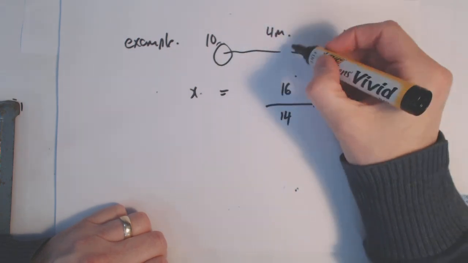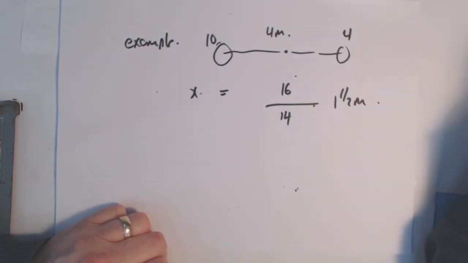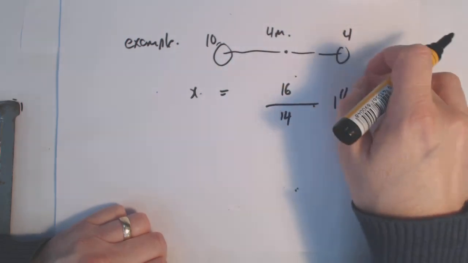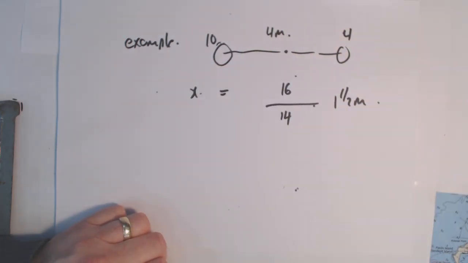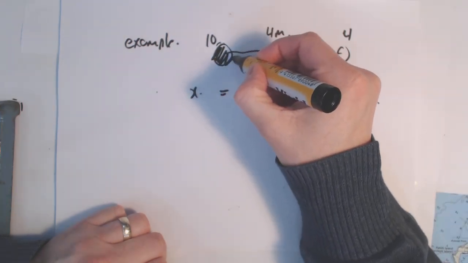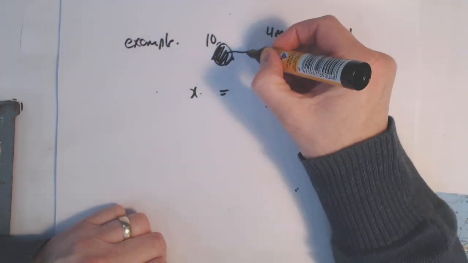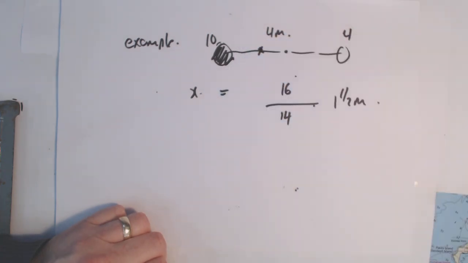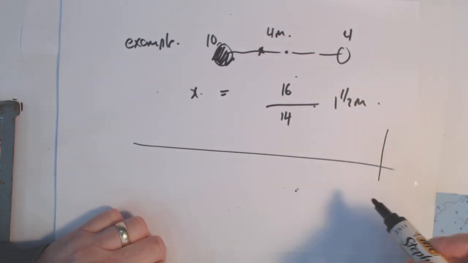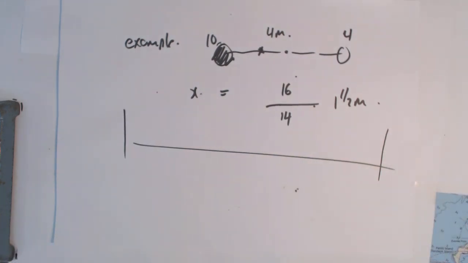And does that make sense? Well, if it was 2 meters, that would be wrong, because you'd basically be saying that the 4 and the 10 were an equal distance from the center of mass. The bigger the mass, the closer the center of mass is going to be to it. So 1 and a little bit meters is going to be about there. Makes sense. Always check your answers like that. So for these examples with just 2 items, it's reasonably easy to find the center of mass.